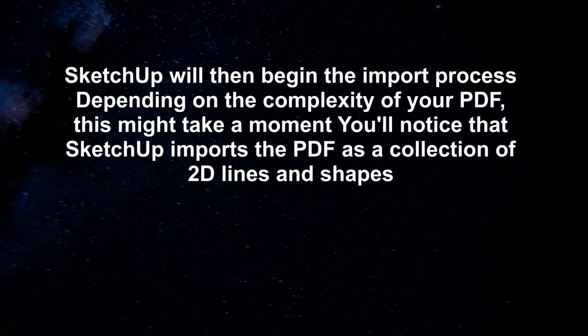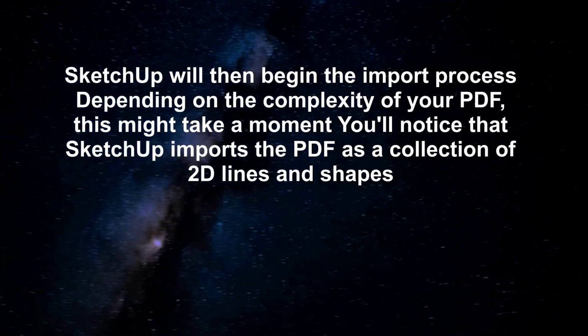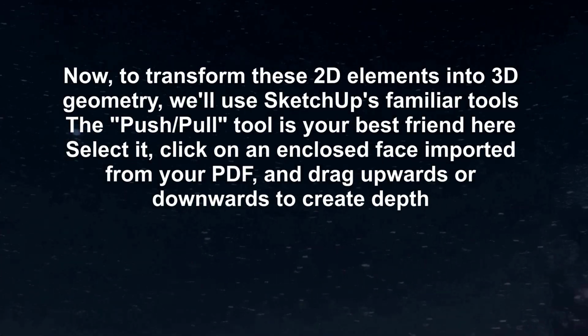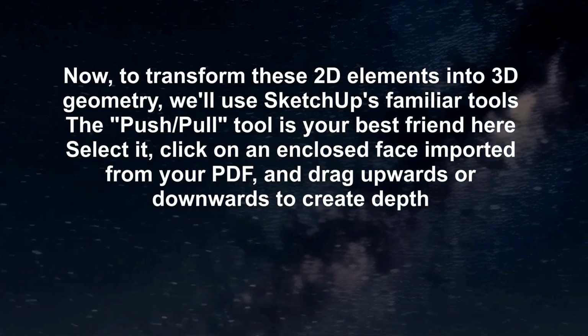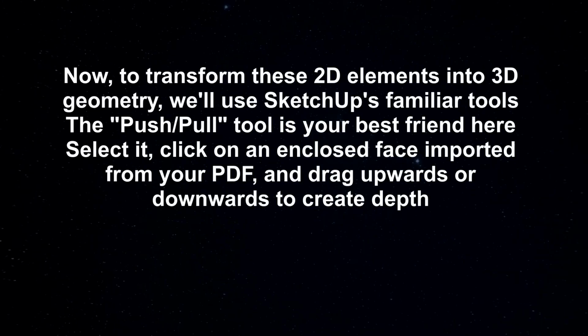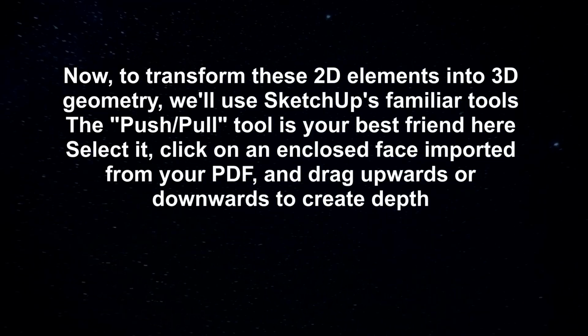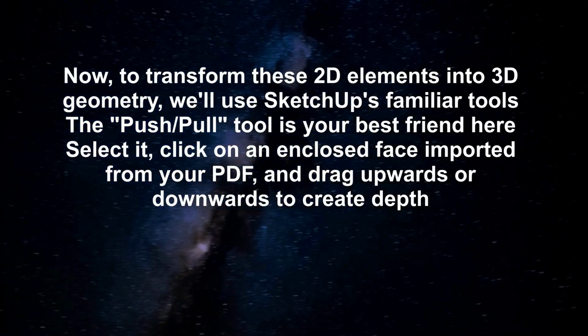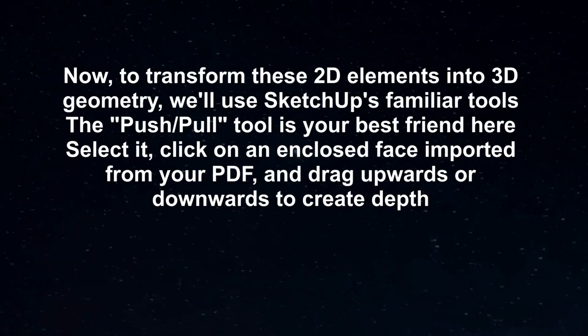You'll notice that SketchUp imports the PDF as a collection of 2D lines and shapes. Now, to transform these 2D elements into 3D geometry, we'll use SketchUp's familiar tools. The Push-Pull tool is your best friend here. Select it. Click on an enclosed face imported from your PDF and drag upwards or downwards to create depth.